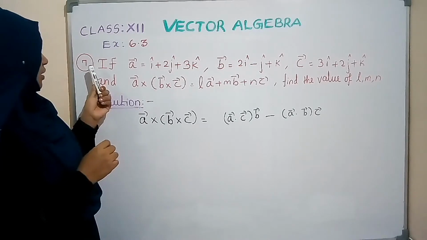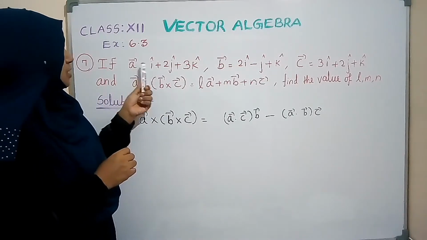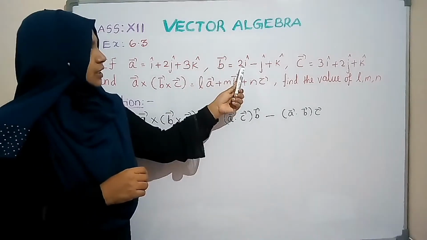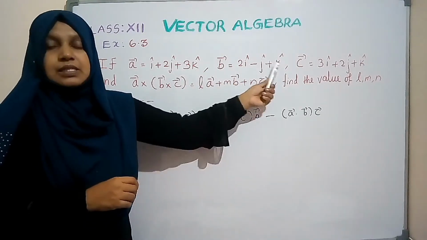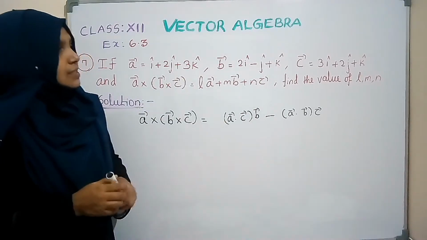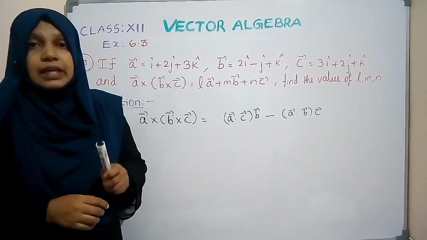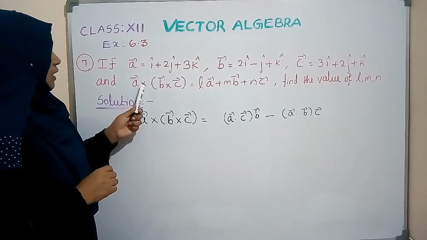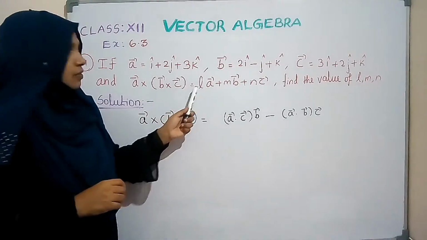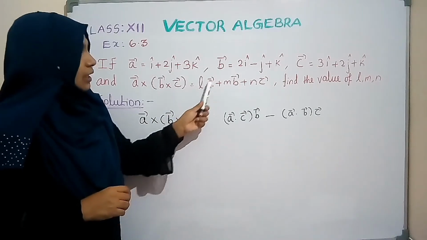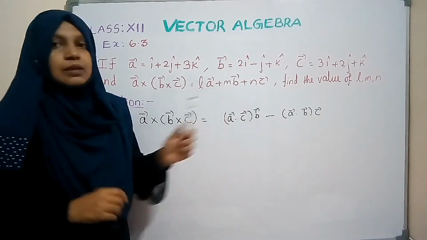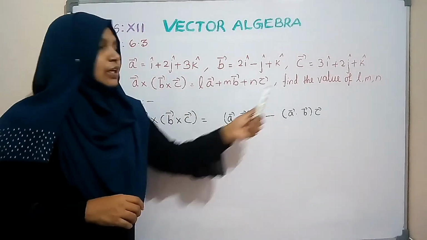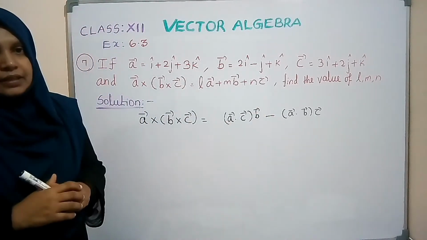Now question number 7. If a vector is equal to i cap plus 2j cap plus 3k cap, and b vector is equal to 2i cap minus j cap plus k cap, and c vector is equal to 3i cap plus 2j cap plus k cap, and a vector cross b vector cross c vector is equal to L a vector plus M b vector plus N c vector. Using this equation, find the values of L, M and N.